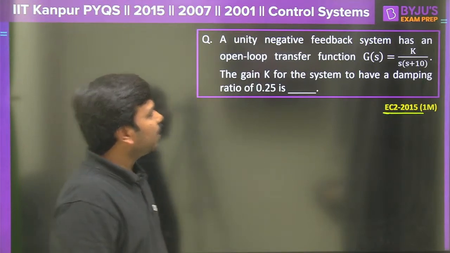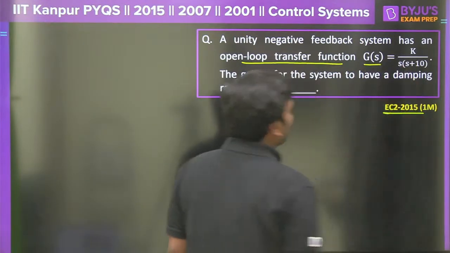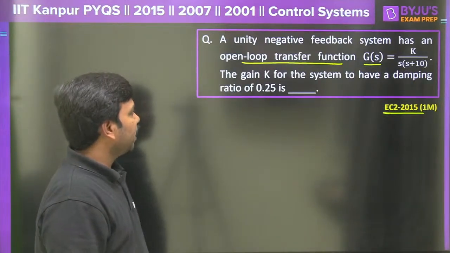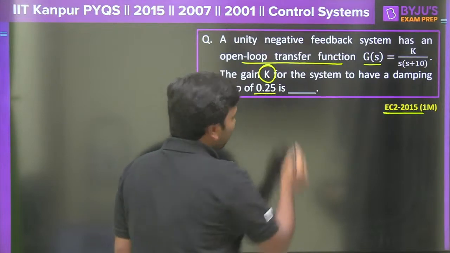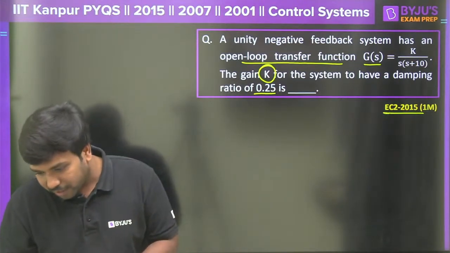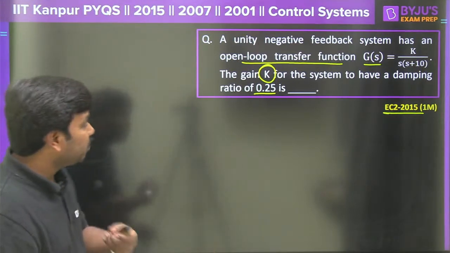A unity feedback system has an open loop transfer function G(s) equal to K divided by s into (s plus 10). The gain K for which the system has a damping ratio of 0.25 is. Clear? Any answer from your side, guys? So make it fast. I want the answer and the response both very fast.